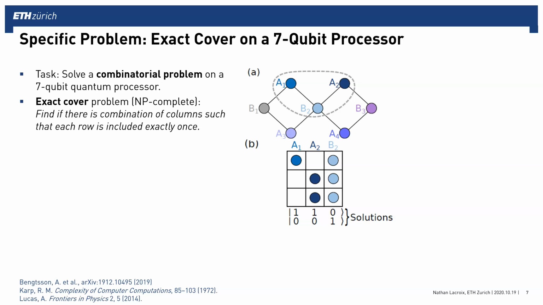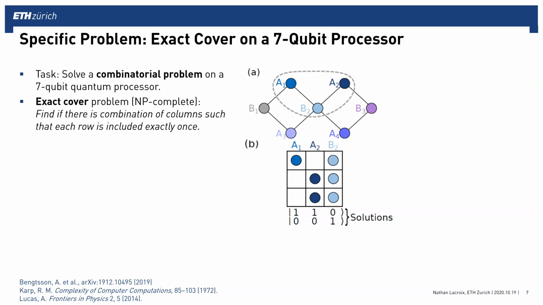For each column, rows that are included are indicated with a dot. So in this case, selecting columns A1 and A2 would together form a valid solution of the exact cover because together they cover the 3 rows of the matrix. Alternatively, we could also select column B2, which on its own covers the 3 rows of the matrix.